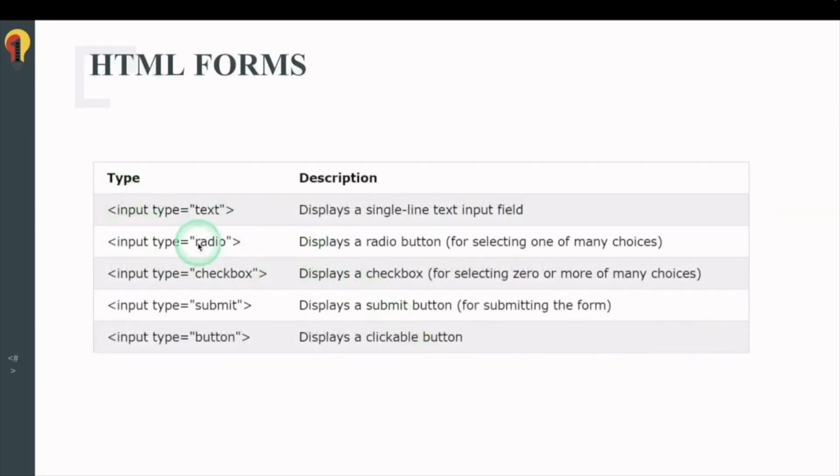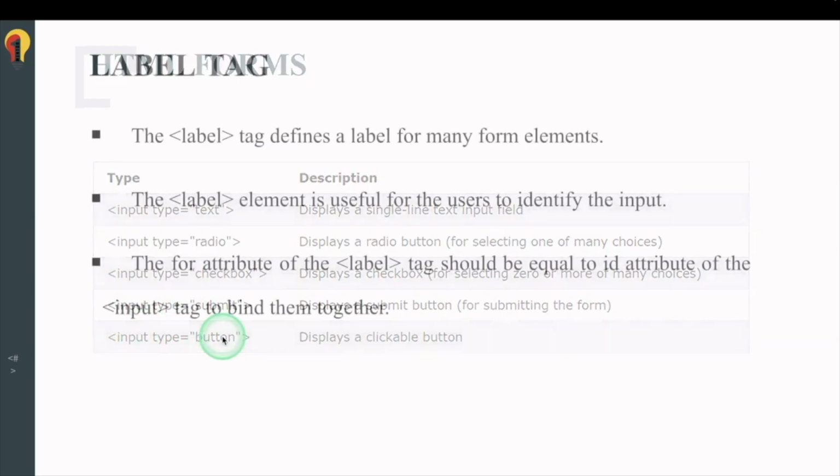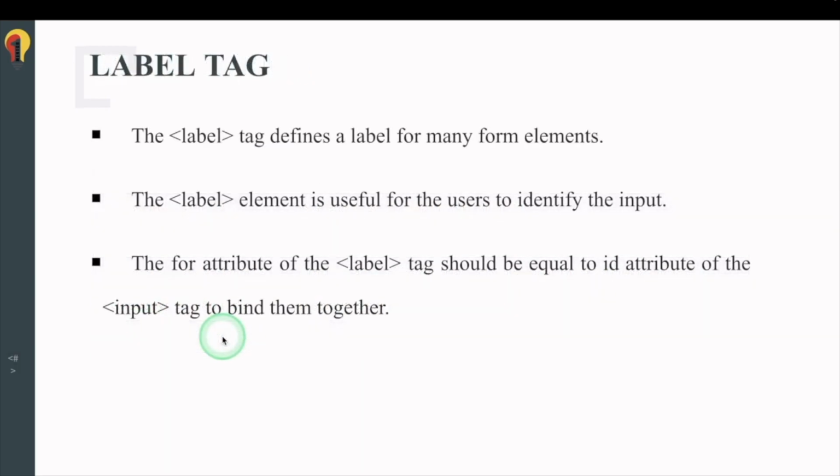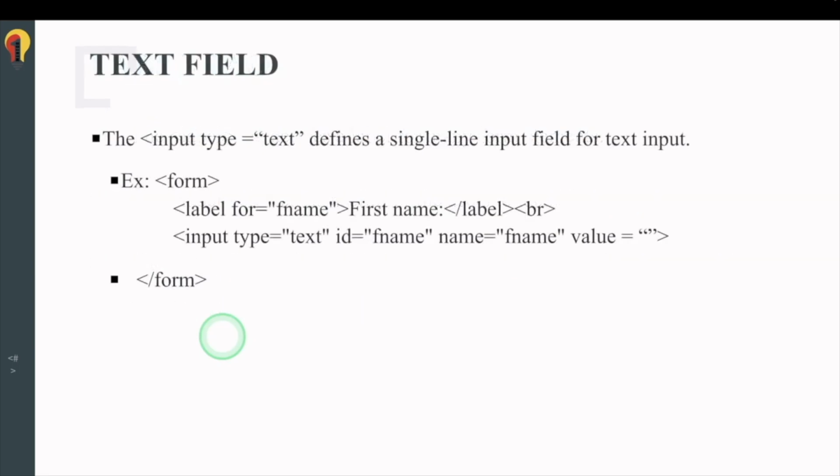So this is how you declare, or this is how you're going to use a form input type. There is an input type text, there is an input type radio, there is an input type checkbox, there is an input type submit, and input type button. And the label tag for all these inputs, we'll be learning them with a hands-on session. So let me start from here.